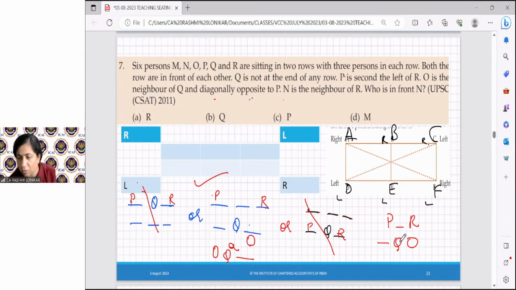N is the neighbor of R. N is the neighbor of R means N comes here. So you have P, Q, R, N. What about M? I'll put M here. Obviously, out of 6 places, five people's places are fixed, so the last place available will be that of M. Now, who is in front of N? So Q is in front of N.